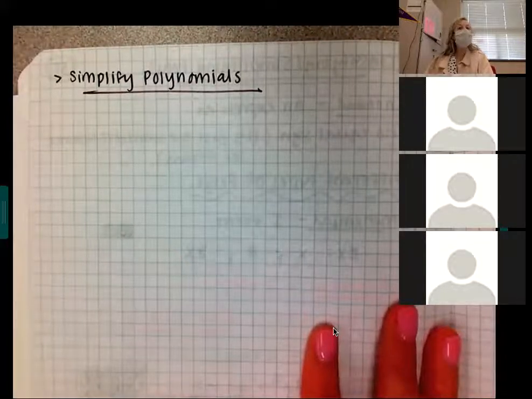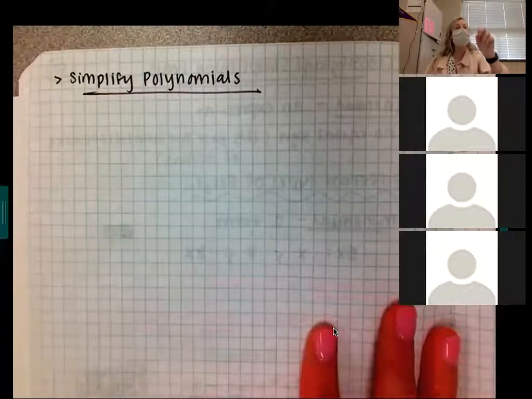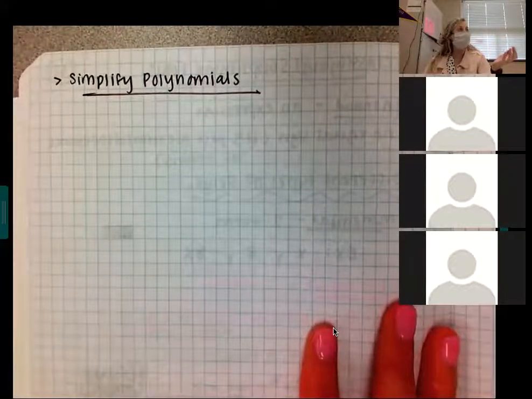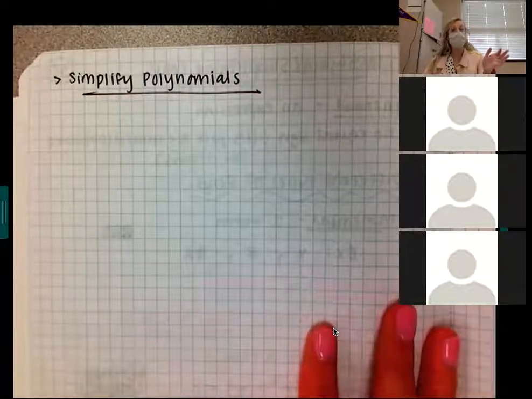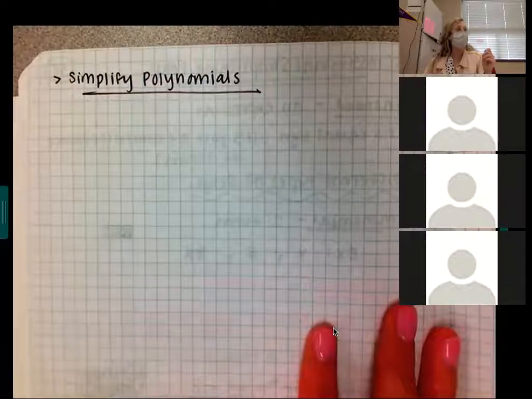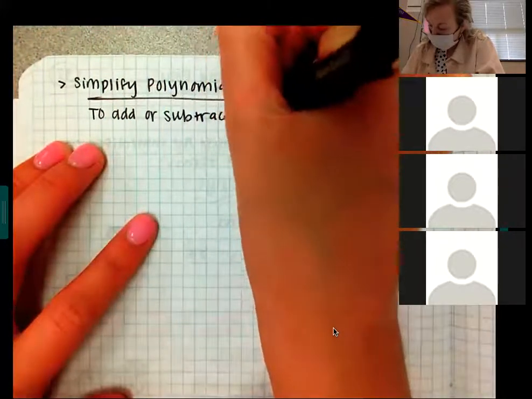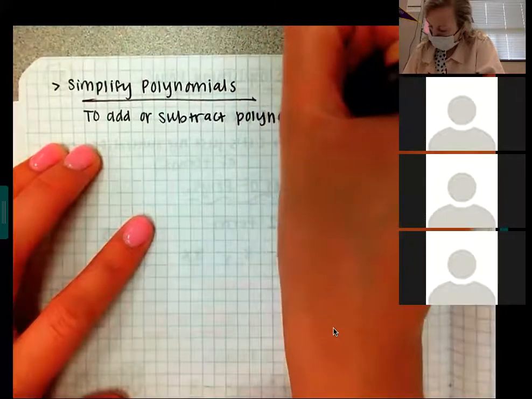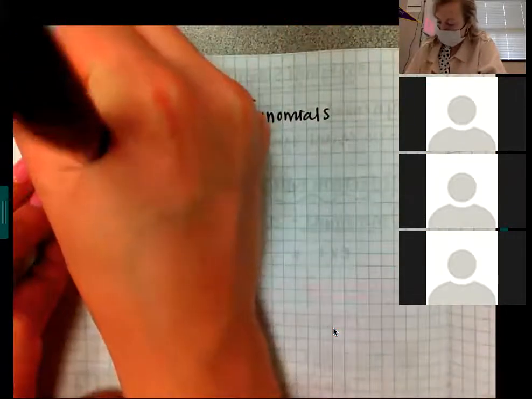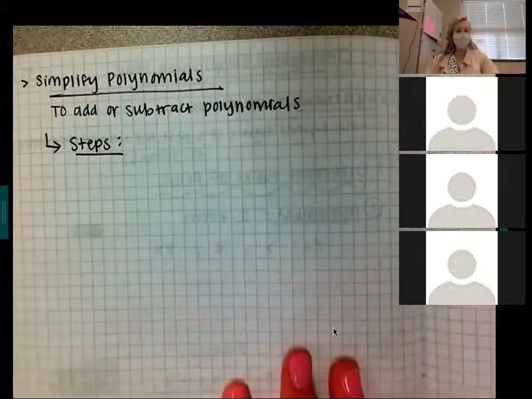All right, simplifying polynomials. So really quick, let's review. A polynomial is just an expression, right? And an expression we wrote on the front was a sum or difference. So what does that mean I'm going to be doing in each of these? Adding or subtracting. Very good. So y'all, to add or subtract polynomials, here are your steps. There's only 3 of them.